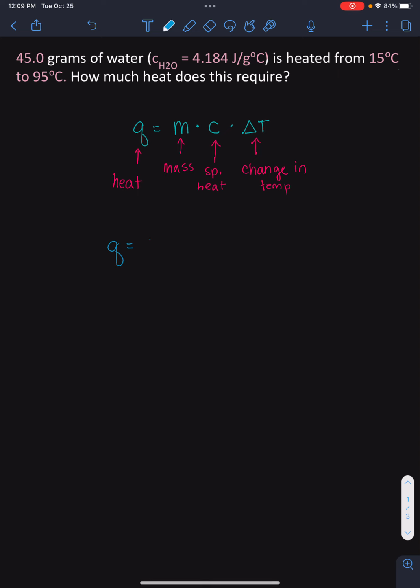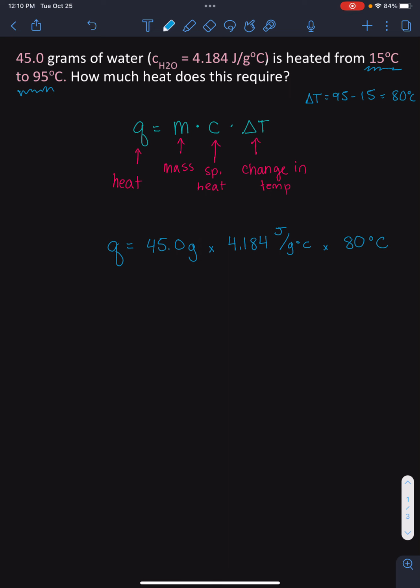mass is 45 grams. C is 4.184 for water. And the change in temperature I can find from these two numbers. So if it goes from 15 to 95, the change in temperature is just going to be the difference between those two numbers, 95 minus 15, which gives you 80 degrees. In other words, the water increased its temperature by 80 degrees.